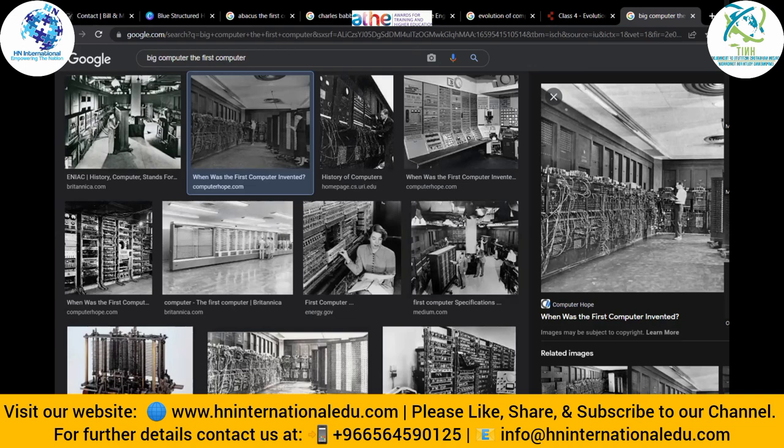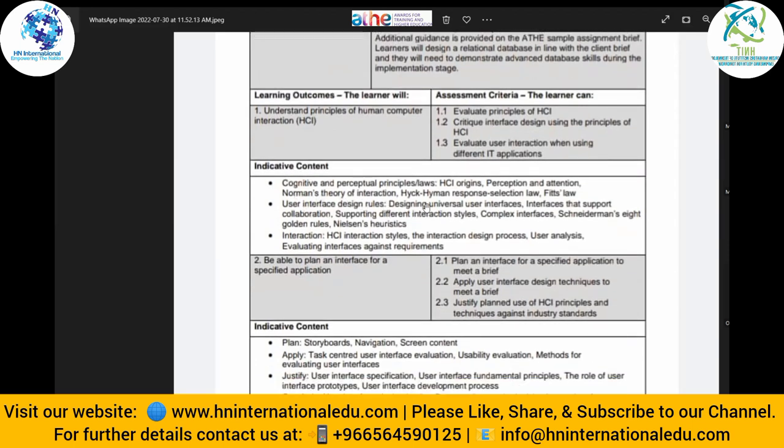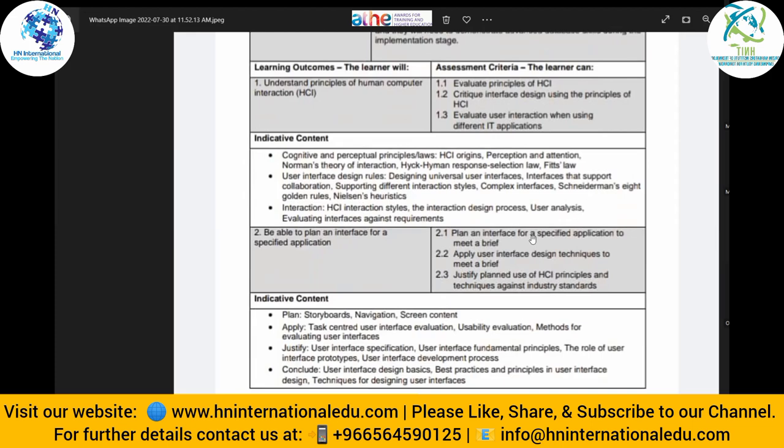And as your subject course outline shows, it covers how to understand the principles of human computer interaction, evaluate them, and critique interface design using the principles. Everything is revolving around the principles and laws. As you can see, there are Nielsen's heuristics, complex interfaces, designing universal user interfaces, Norman's theory, the Hick-Hyman response selection law, Fitts's law. Everything is just about theory.